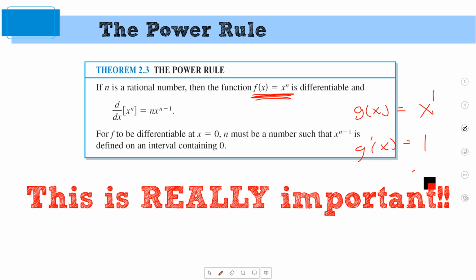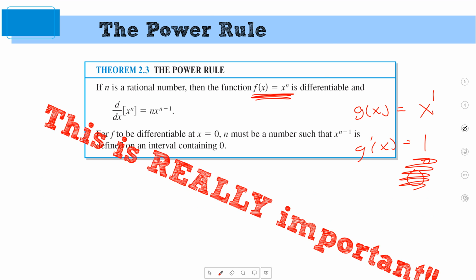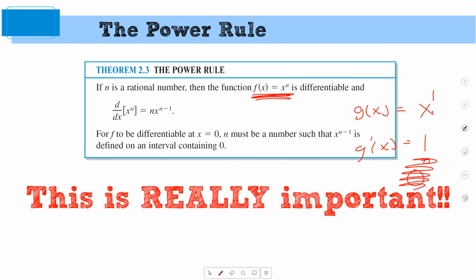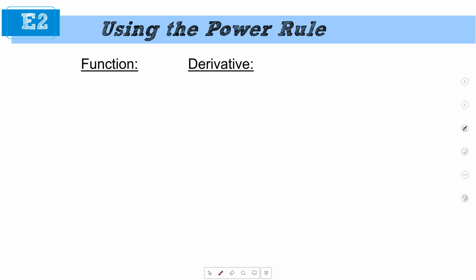Oh, wait. What about 0 to the 0? Let's not go there yet. No. That'll make somebody cry on a Friday. Let's not. We'll just leave that alone. As it says in red, and it spins. This is really important. That's why it's spinning. It wouldn't make it spin if it wasn't really important.